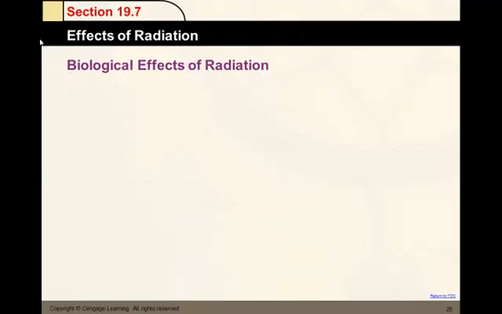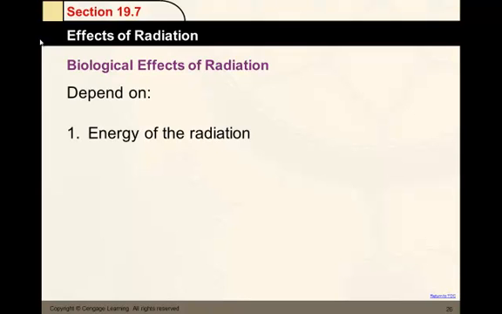What are the biological effects of radiation? Well, it depends on the energy of the radiation, how much energy was there, and how penetrating the radiation is. I think I mentioned earlier that alpha particles are not particularly penetrating, so as long as I have my clothes on, I'm good to go. That would certainly not stop the effect of gamma radiation.